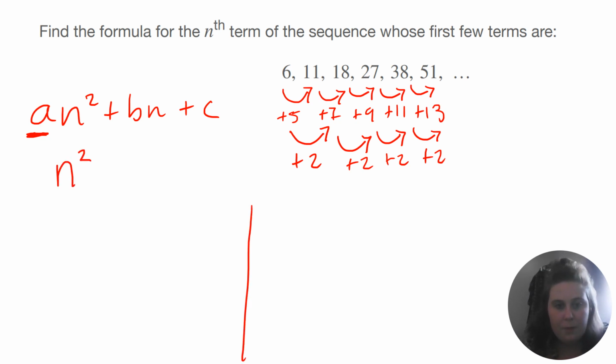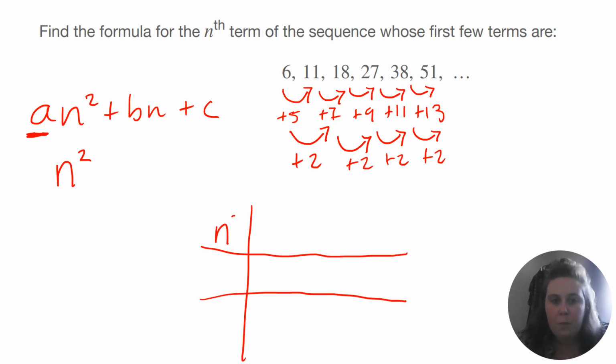Okay, so the next step would be to compare n squared, so what we've got in the sequence so far, to the final sequence. This will allow us to work out the bn plus c part, so the linear part that we need to add on. So in the first row, I'm going to just write n squared. When n is 1, the first term is 1, n is 2, it's 4, 3, 9. So it's just going to be the square numbers. So we get 16, 25, and 36.